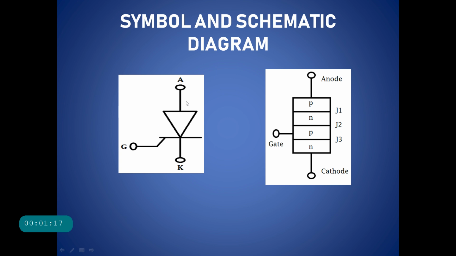Here we can see the symbol. This is the symbol of a thyristor. It has three terminals, the anode, the cathode, and the gate, and the signal required to turn on the thyristor is applied at the gate.